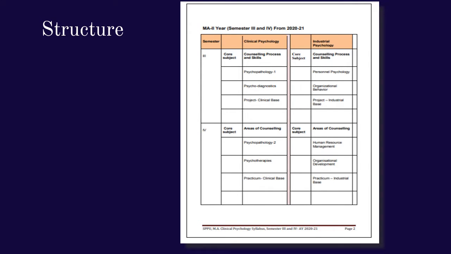At the outset, let me tell you the structure for Semester 3 and Semester 4. Now, as we all know, in each semester we have 4 papers. The first paper is the core paper. Then we have 3 papers which are related to our specialization. As you can see in this particular chart, we have semester 3 and semester 4, and we have 2 different specializations, clinical psychology and industrial psychology. We would be discussing this syllabus in detail in the further part of this video.